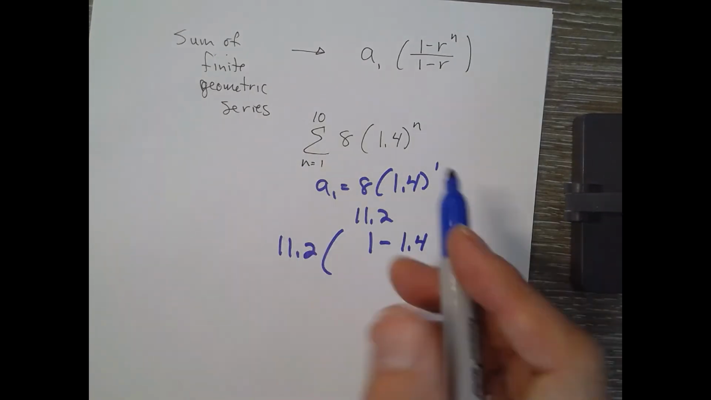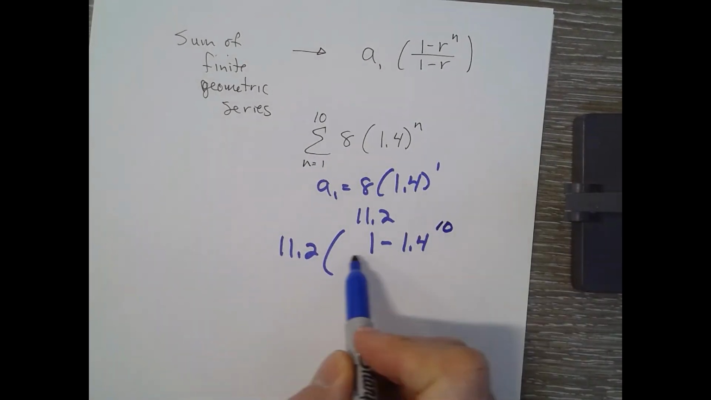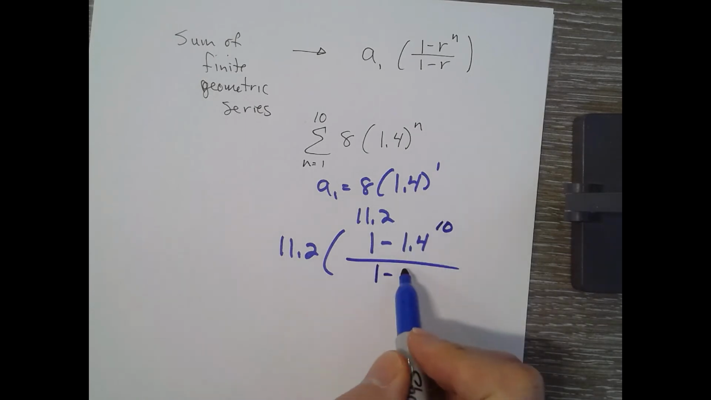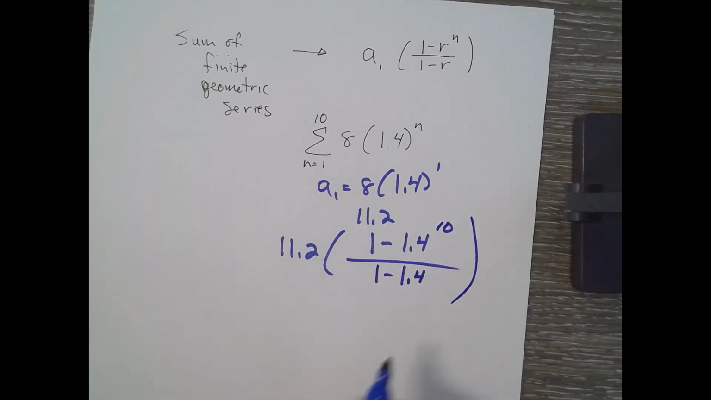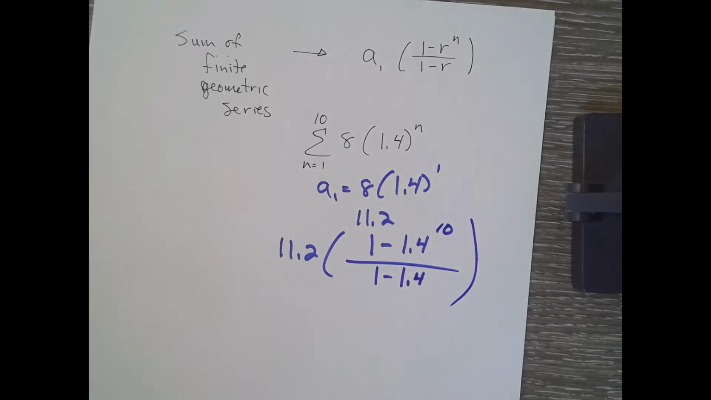So in this case, it is 10 over 1 minus r, which is 1.4. Okay, so now we can just plug that in. That will give me the sum of the first 10 terms right there. I assume we can do that on a calculator. Questions on that?